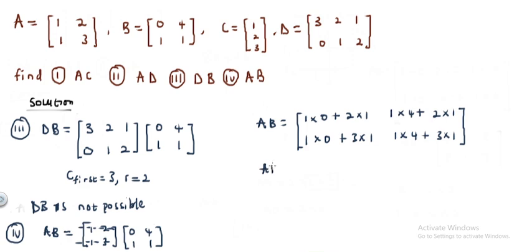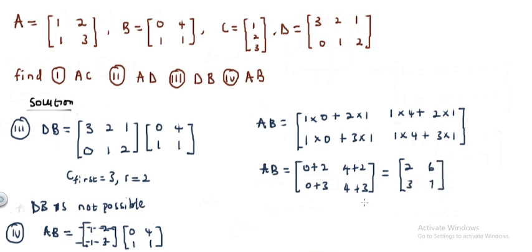Then the matrix AB should be equal to 1 times 0 is 0 plus 2 times 1 is 2. 1 times 4 is 4 plus 2 times 1 is 2. 1 times 0 is 0 plus 3 times 1 is 3. 1 times 4 is 4 plus 3 times 1 is 3. So this is equal to 0 plus 2 is 2. 4 plus 2 is 6. 0 plus 3 is 3. 4 plus 3 is 7. So the new matrix AB is a 2 by 2 matrix.